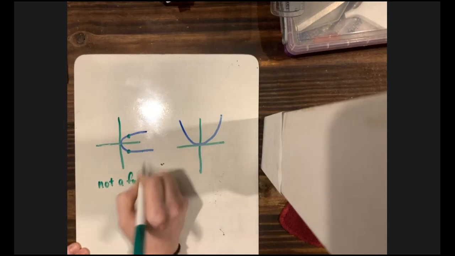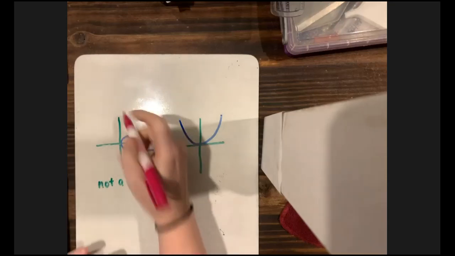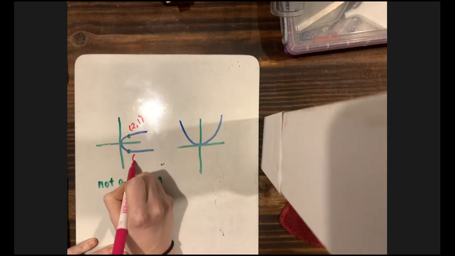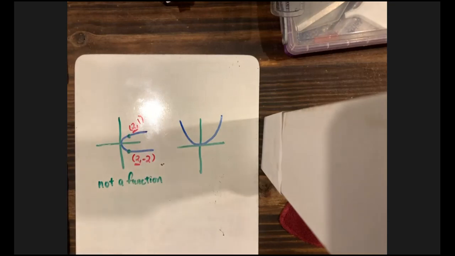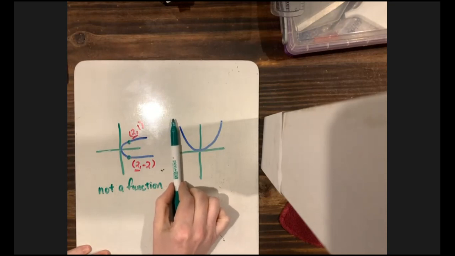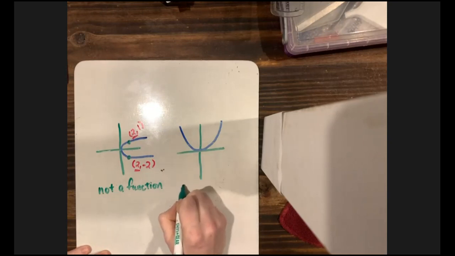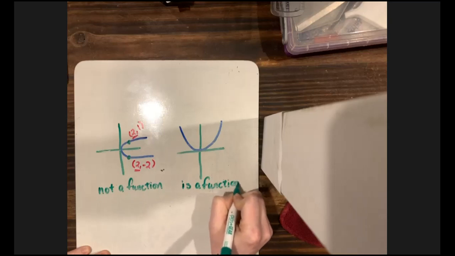The reason we know this is not a function is because for those two ordered pairs, this might be something like 2, 1, and this may be 2, negative 2. There's that repeated x, and that's why our vertical line test works: if I touch 2 points on a vertical line, they will have the exact same x values. Now for this one, as I pass across, that one passes, we're good. So this is a function.